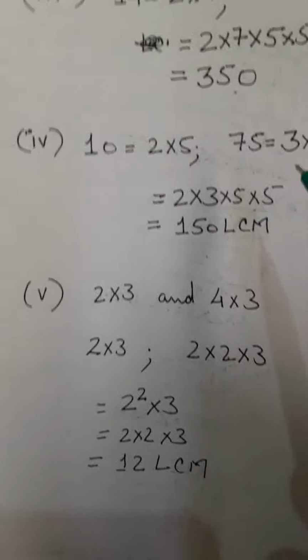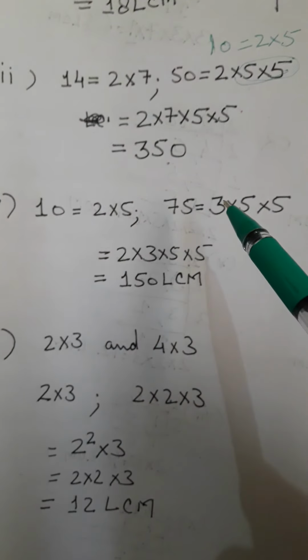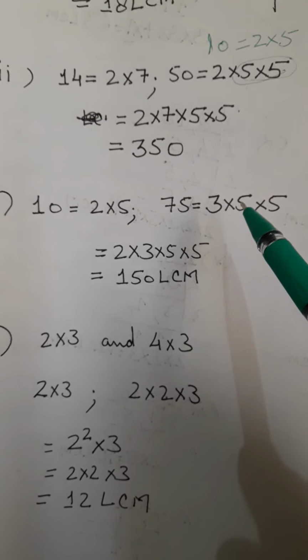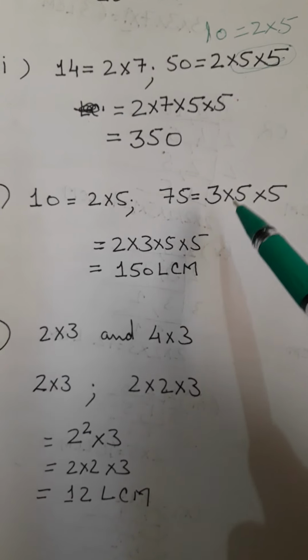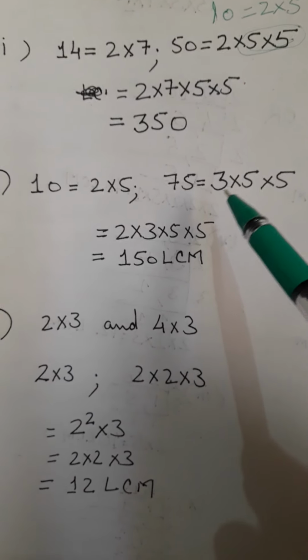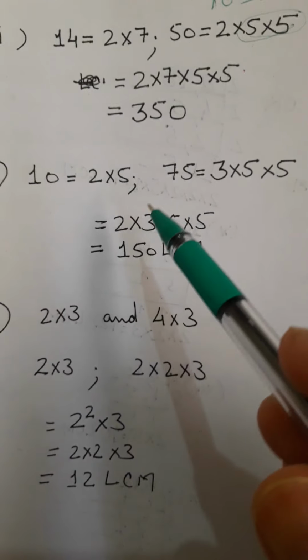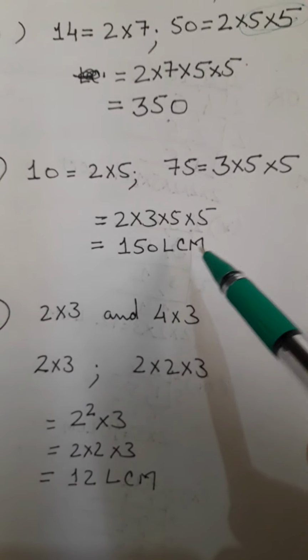Next one. 10 is 2 into 5, as we have said. 75 is 15 into 5. But 15 is not a prime number, so we further break it: 3 into 5 into 5. So 2 into 3 into 5 into 5 is 150, which is your LCM.